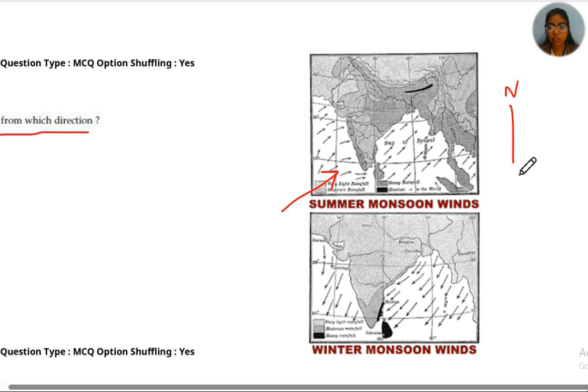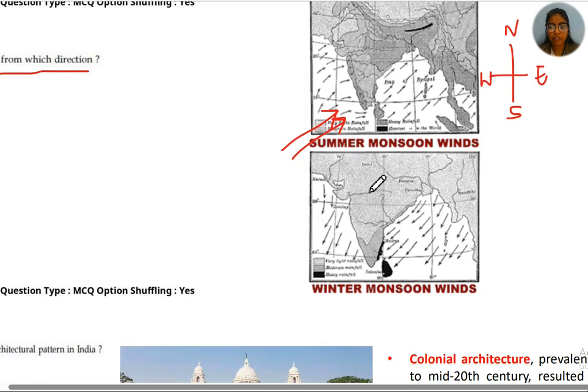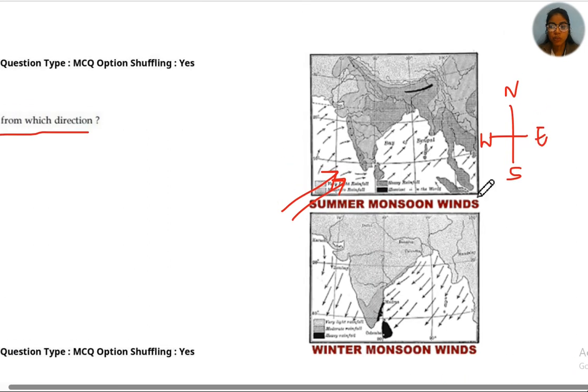Suppose this is the north, south, east, and this is your west. So the summer monsoon winds are entering from the southwest direction. And when we talk about the winter monsoon winds, see this direction from the northeast side. So this is the direction of your winter monsoon wind. Please remember both the summer and the winter monsoon wind directions. Summer southwest and winter northeast.